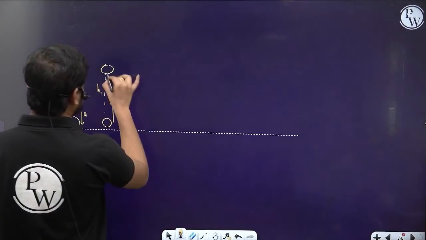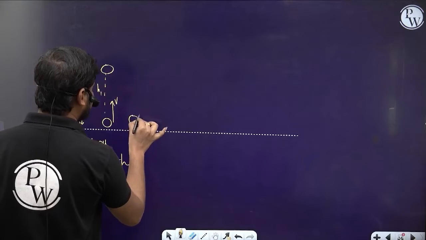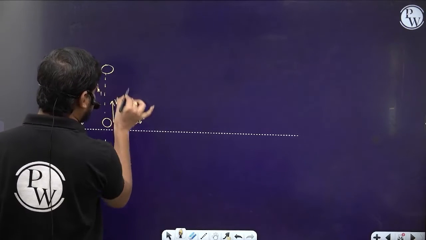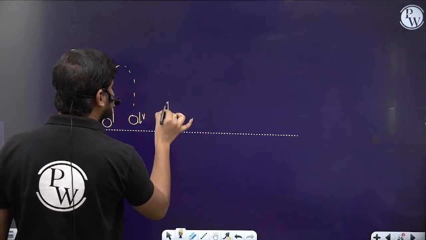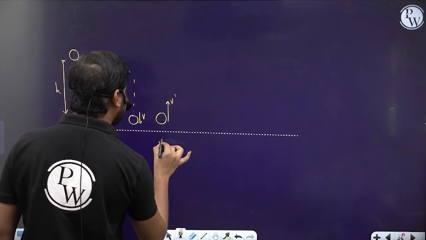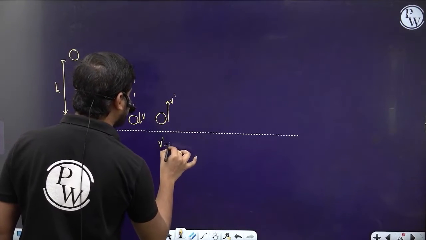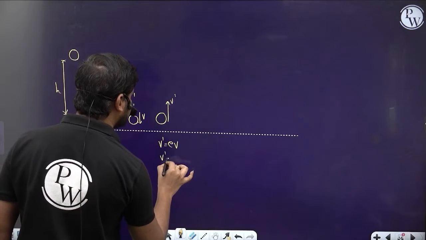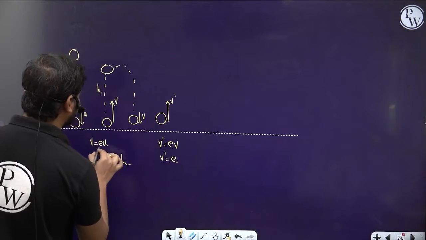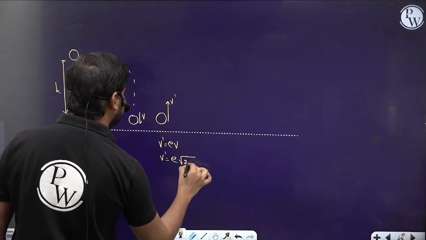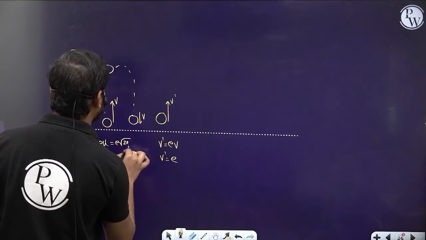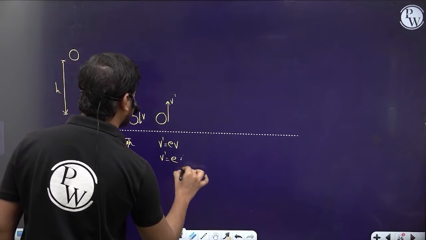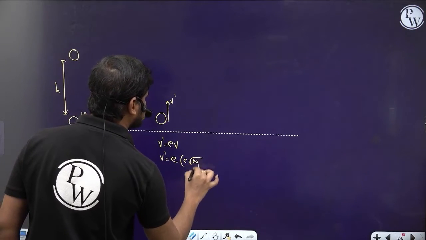So again, it's coming back and hitting the ground with velocity v, and again it rebounds with a velocity v dash. So you know that v dash is equal to e into v. What is v? v is nothing but e into root 2gh. Yes or no? So v dash is e into root 2gh.